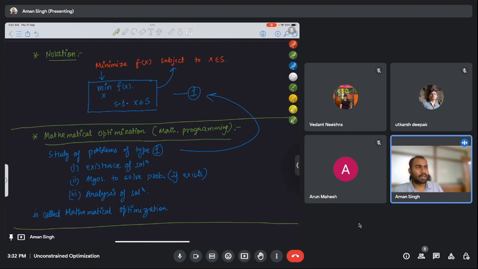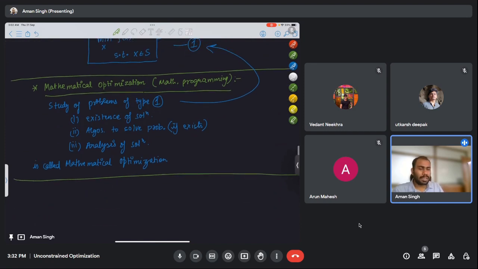Can I change the algorithm such that I reach the solution faster even though I don't care about accuracy? Or can I change the algorithm in such a way that I don't care about the time, but the accuracy should be super high? Can I change it in such a way that both are good, accuracy as well as time taken? All those kinds of analysis are a part of mathematical optimization, and this is what we are going to study in this course. So till here, is there any question?